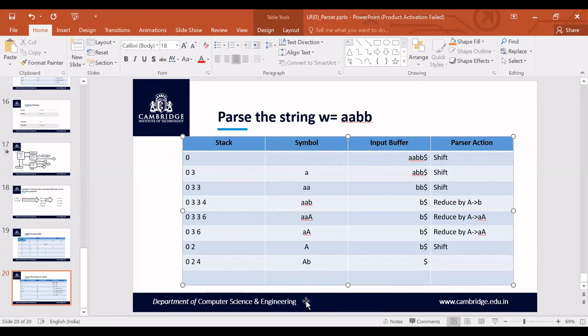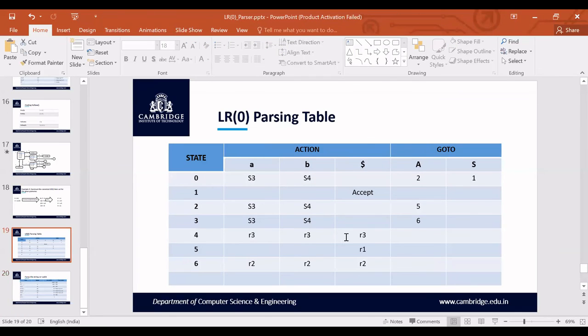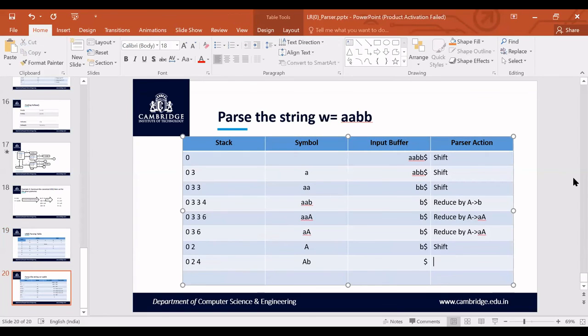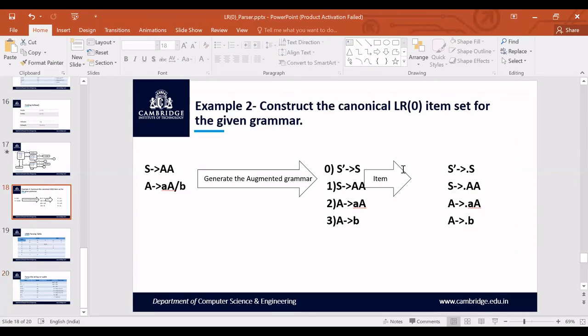Since the previous step was a shift operation, now take the state on the stack top and take a transition on the symbol in the input buffer. The state on the stack top is 4 and the symbol in the input buffer is dollar. It is empty. What is 4 on dollar? 4 on dollar is R3. What is R3? Reduced by R3, the production rule 3: A derives B.